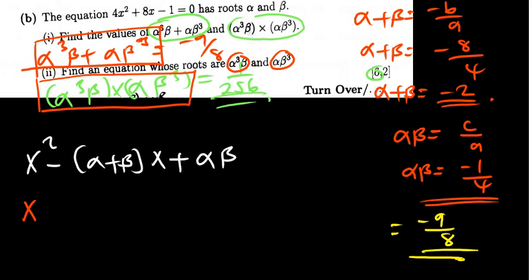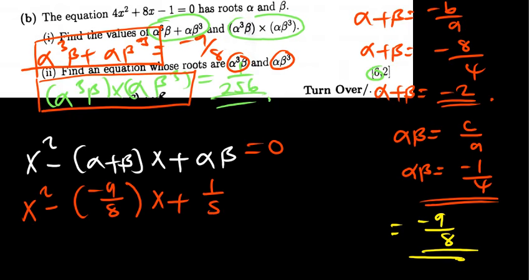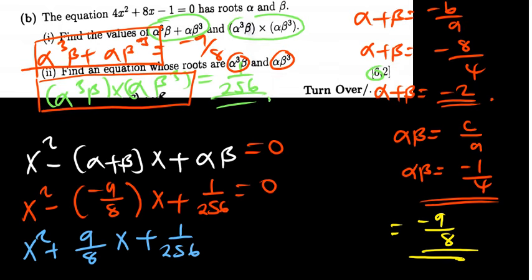So I'll say x to the power 2 minus alpha. The sum is -9 over 8 x plus the product is 1 over 56. This is equal to 0. Sorry, 256 is equal to 0. I can simplify this and say x squared, minus and minus will give me plus, 9 over 8 x, then plus 1 over 256 is equal to 0.